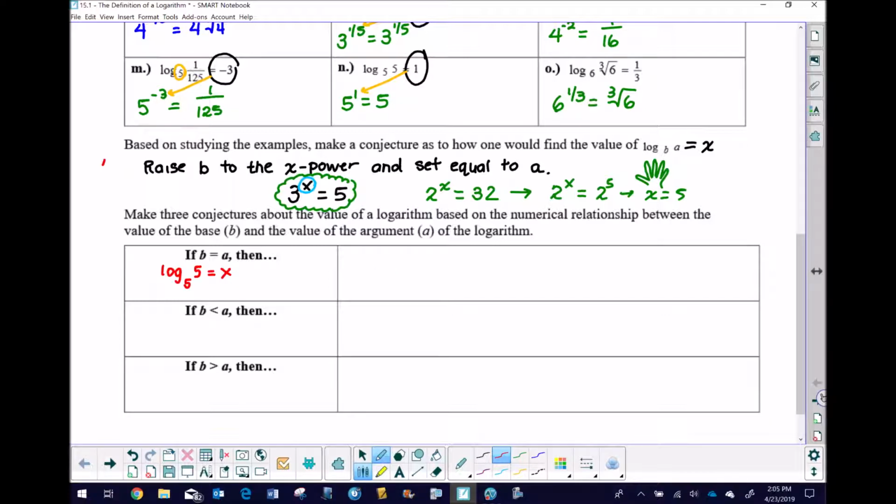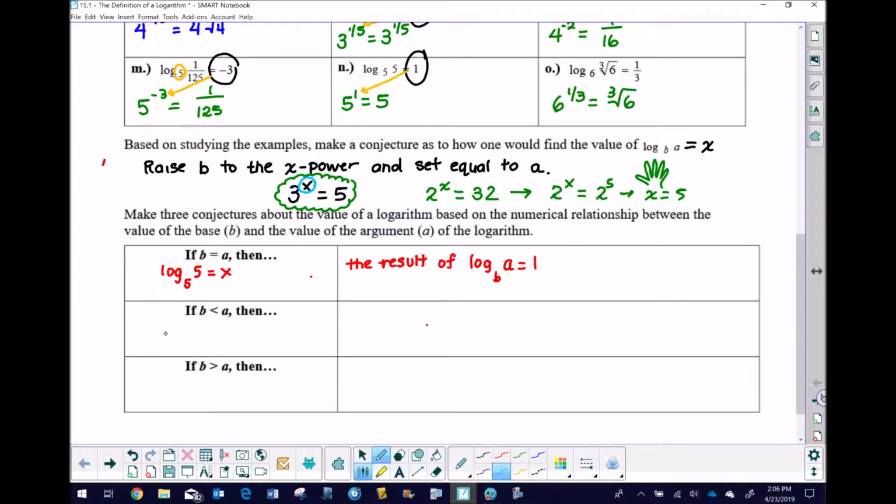So your argument is, let's see, make 3 conjectures. If b is equal to a, then how should we say this? We'll say the result of log base b of a is 1. Okay, I think that's the easiest of the three conjectures. Now this is going to be a little trickier. What if b is less than a?